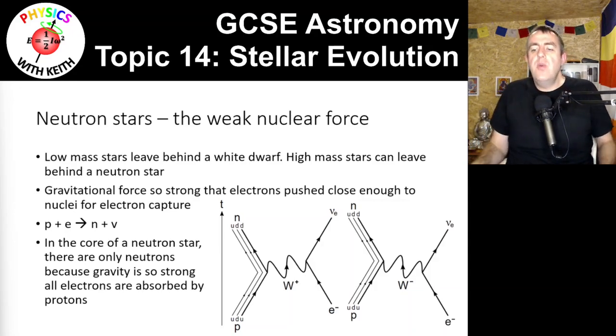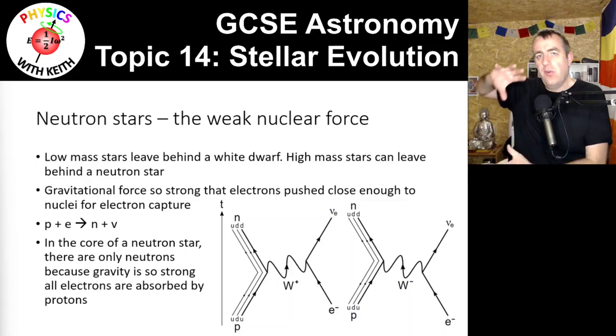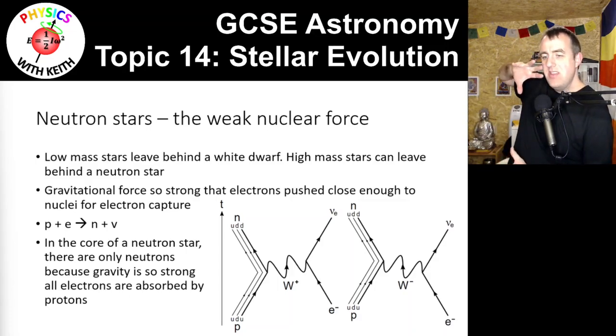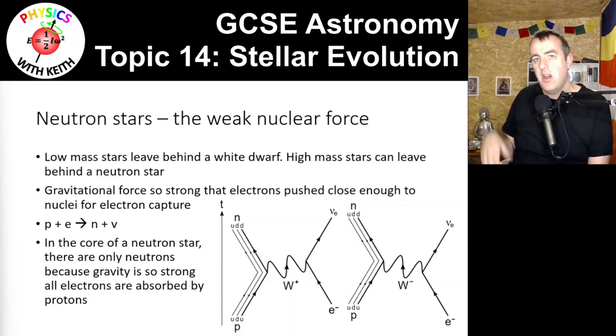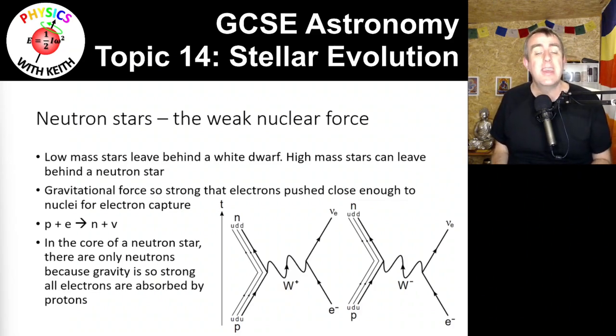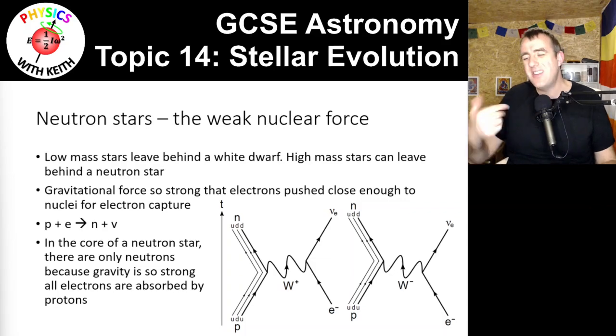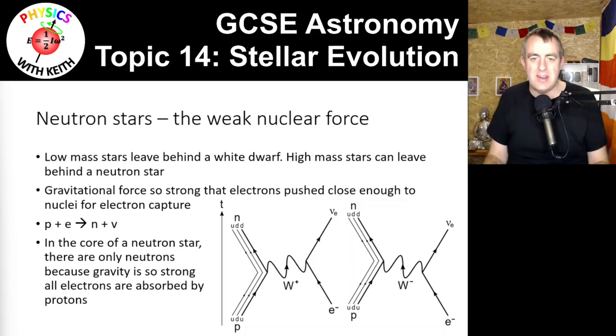So if we get high enough gravitational force because there's enough matter, then these electrons are going to get so close to the protons. Remember that they are all pushing against each other because of degeneracy as well. So when these electrons get close enough to the protons, they will be absorbed into the protons. They will be captured by the protons, leaving behind neutrons and neutrinos, but they very weakly interact. So what we're left with is just a core of neutrons, and that's what we can call a neutron star.